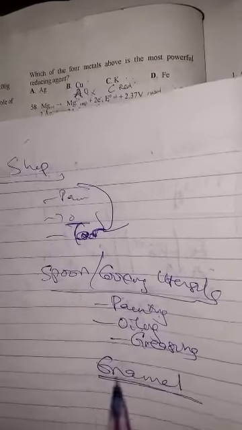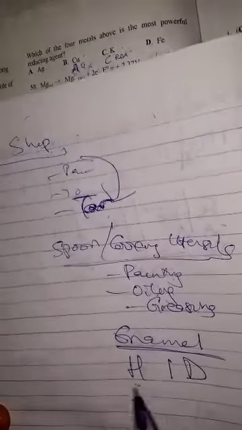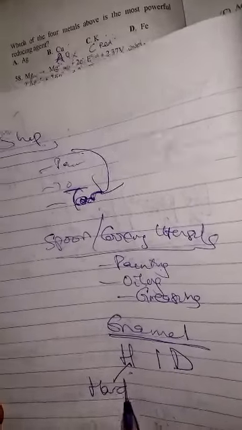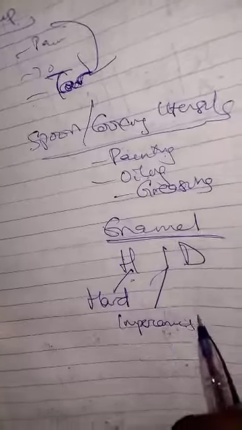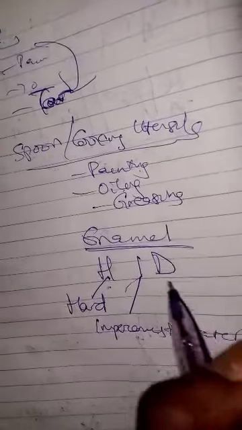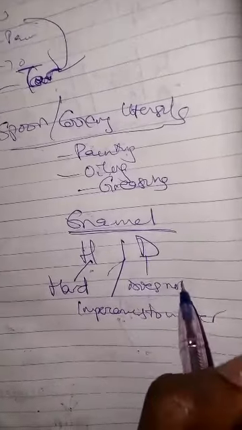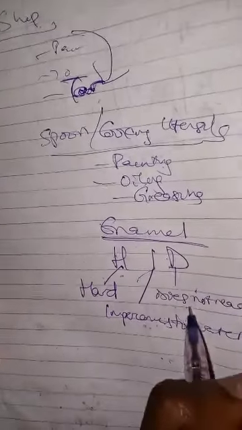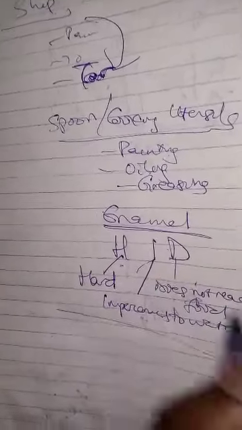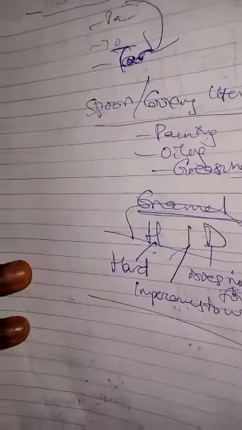So what you use is enamel. Why do we use enamel? Because it is hard and impervious to water. Water does not affect it, and it does not react with the food. This is the reason. This is the bonus tip I have for you.